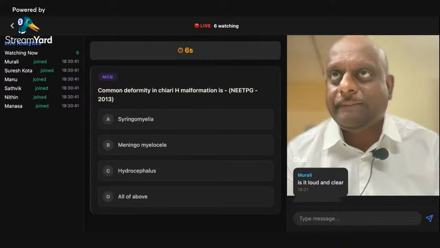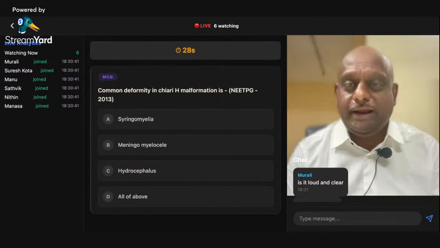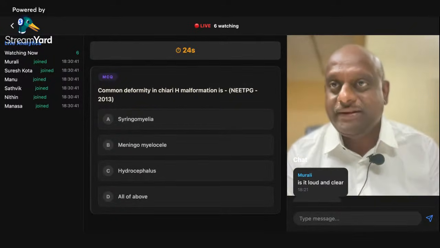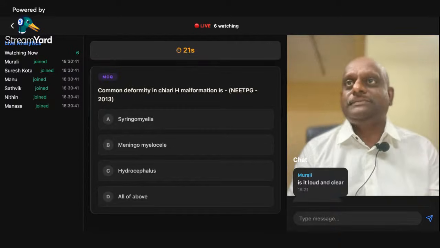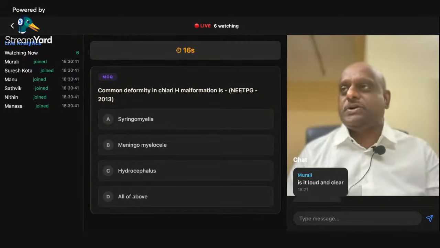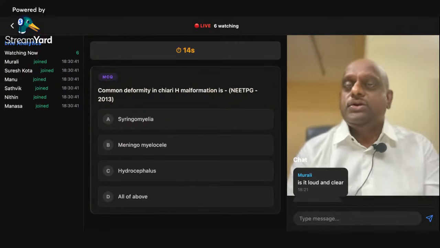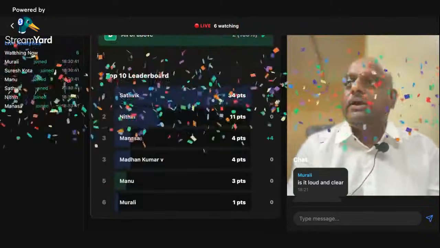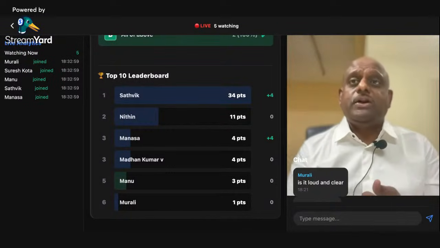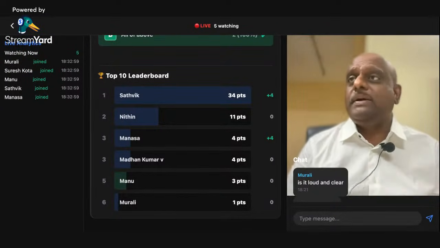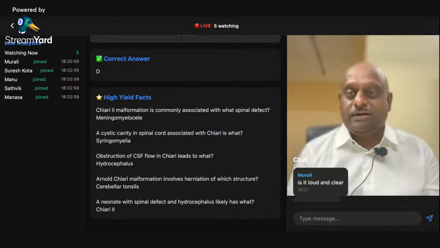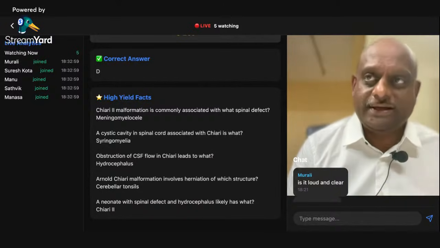Now, what is the common deformity in Chiari 2 malformation is a very important question. Let's see who will correctly answer. Common deformity in Chiari 2 malformation. So, doctor, good. Satvik and Manasa rightly answered. Syringomyelia, meningomyelocele, hydrocephalus, they're all the deformities associated is what you need to remember. So, Chiari 2 malformation is commonly associated with meningomyelocele.